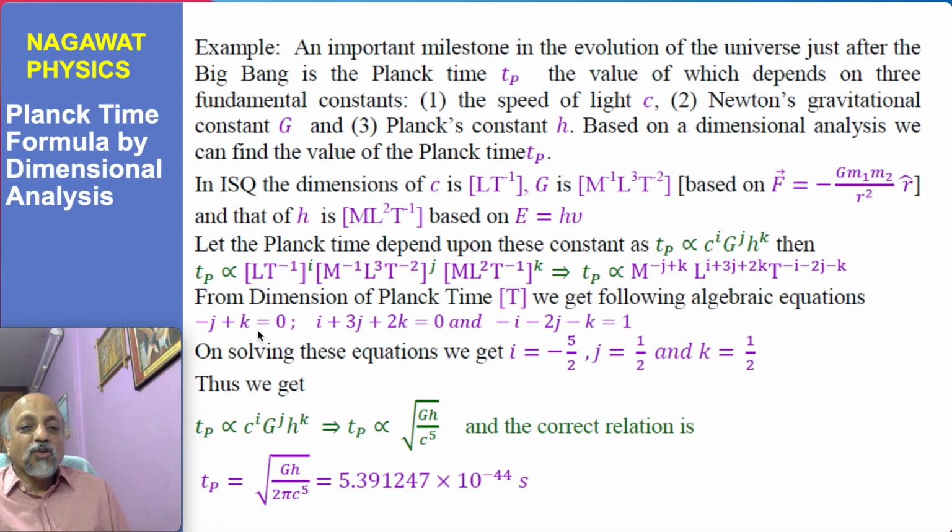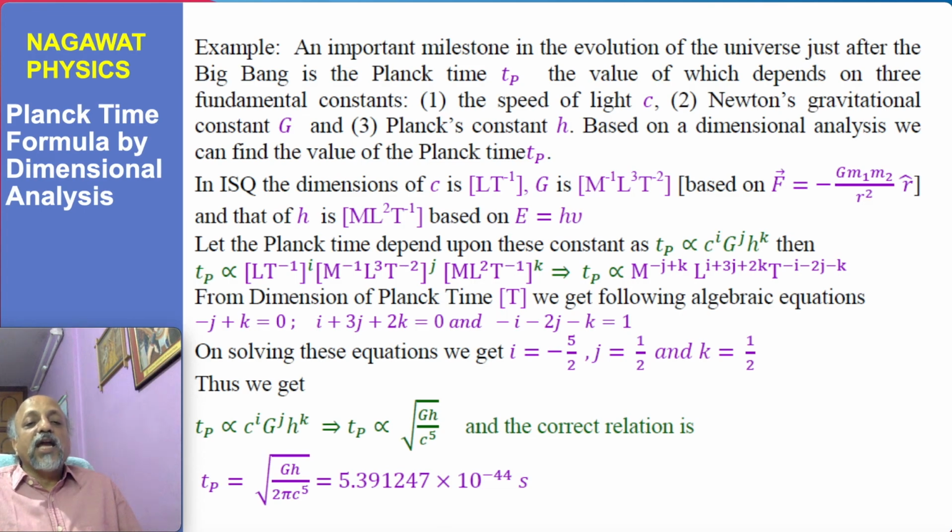From this equation you get j equal to k, and you can substitute j equal to k and reduce these to two coupled equations, and you know how to solve simultaneous equations of two variables. If you know that mathematics, you can obtain the values of i, j and k. And what it turns out, if you do the calculation, I am not doing it explicitly here, is that i turns out to be minus 5 by 2, j turns out to be half, and k turns out to be half.